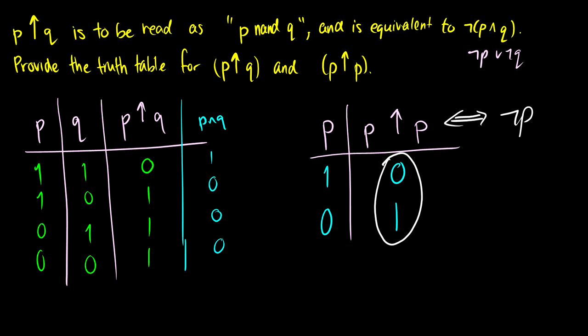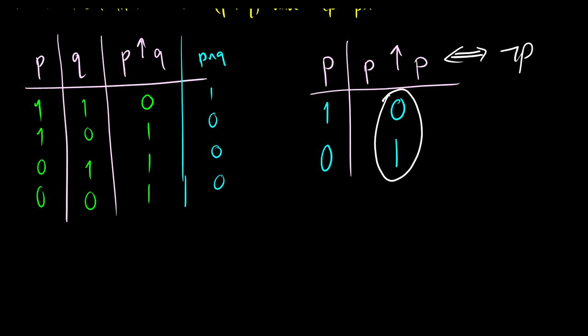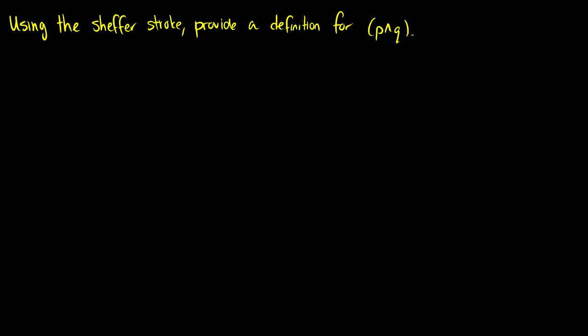So here's what we're saying here. If we want some well-formed formula phi, and we want the negation of it, this is the same thing as taking phi and combining the two with the Sheffer stroke. So this is important for the next question. Okay? So using the Sheffer stroke, I want to provide a definition for P and Q.